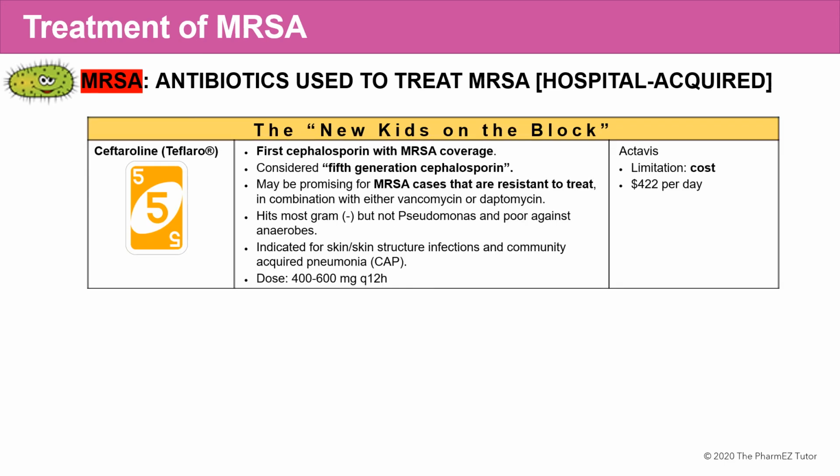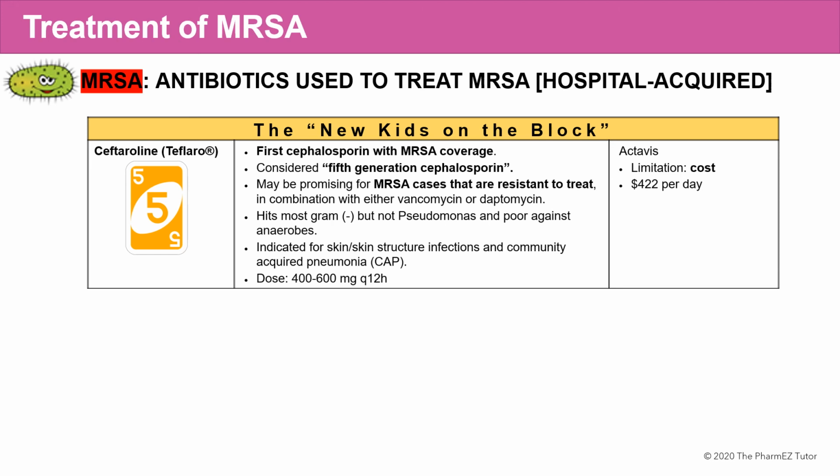Now I want to talk a little bit about third-tier antibiotics that can be used to treat MRSA. The first one is called Ceftaroline or Teflaro, and this is the first cephalosporin that has MRSA coverage, and so it's considered a fifth-generation cephalosporin. The main use for Ceftaroline has to be when you're talking about MRSA cases that are resistant to treat. And so down the line, if daptomycin or vancomycin is ineffective, quite often they'll turn to Ceftaroline to use it in combination with one of those two.